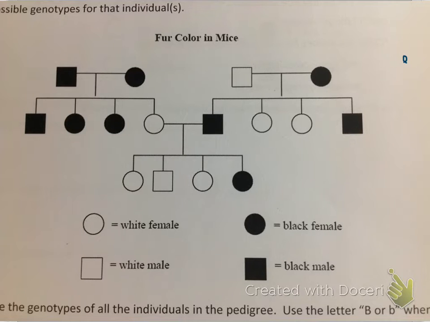Alright, so this is the last video for assignment number 56, which is Pedigree Practice. Here you're going to practice assigning genotypes to two different pedigrees, and then you're going to actually create your own pedigrees and assign your own genotypes on your own.